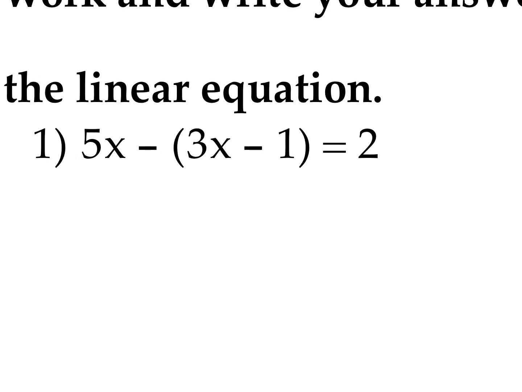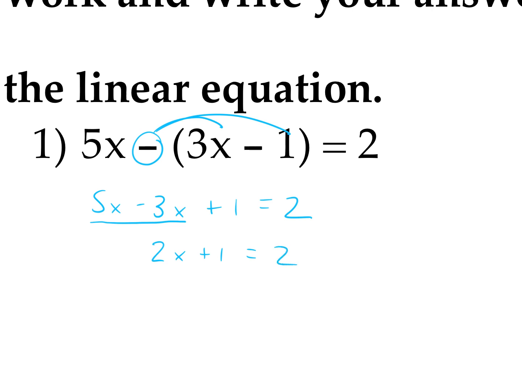What should we do first for number 1? Awesome. The negative's touching the parentheses, so we want to distribute it to both things inside. So we have 5x minus 3x plus 1 is equal to 2. What would we do next? Combine like terms. When they're on the same side, we just combine them together. So 5x minus 3x would be 2x plus 1 equals 2.